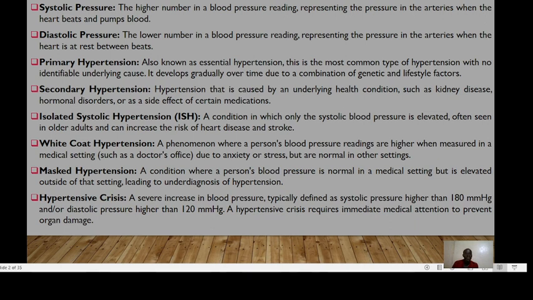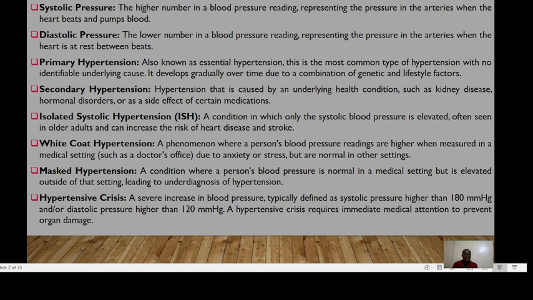We can define some terms like the systolic blood pressure. This is the higher number in a blood pressure reading and normally represents the pressure in the arteries when the heart beats and pumps blood. Diastolic blood pressure, on the other hand, is the lower number in the blood pressure reading. It represents the pressure in the arteries when the heart is at rest between beats.